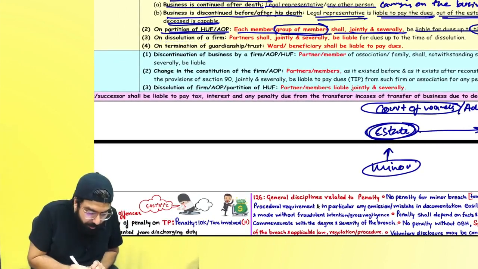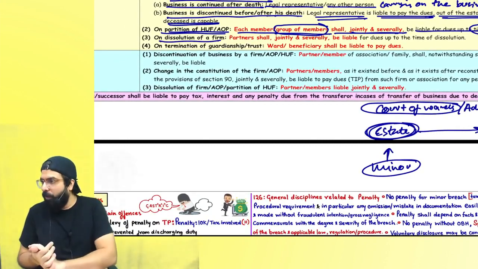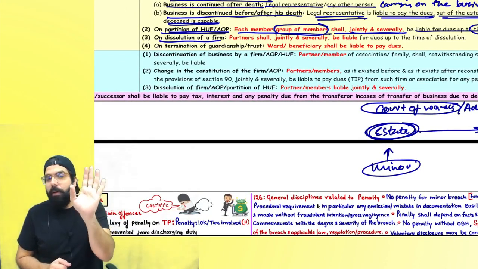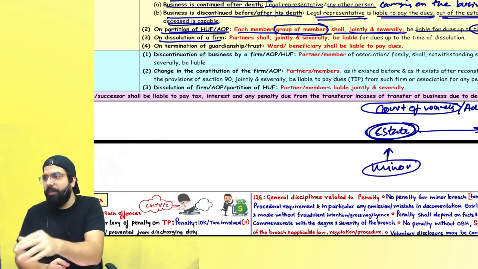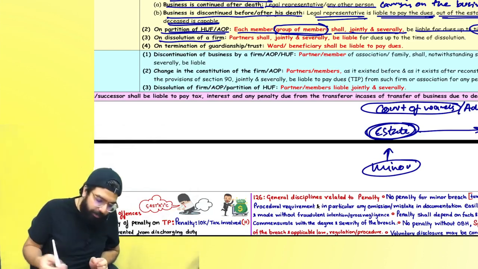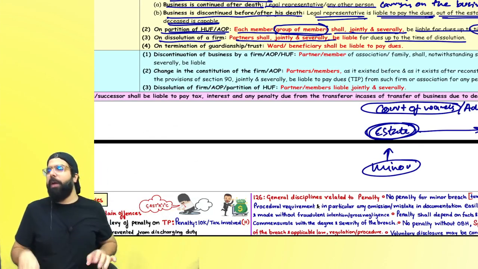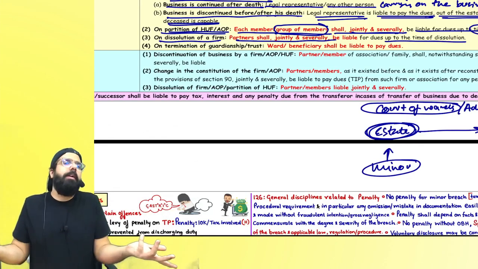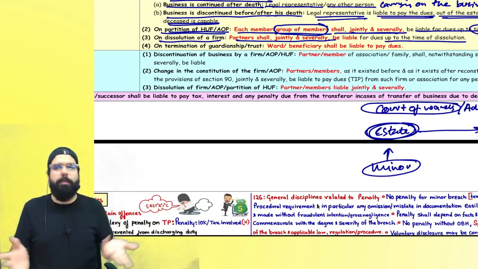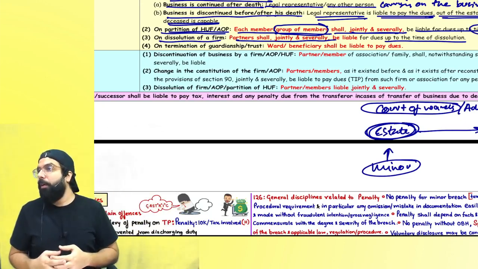Next. Sir, firm dissolved. All the partners fought, dissolved the firm. Up to the date of dissolution, whatever is the liability, who will pay? All the partners shall be jointly and severally liable up to the time of dissolution. After dissolution, both the partners are separate. Whatever business you are carrying out, your business, your liability. Can I go ahead, everyone?